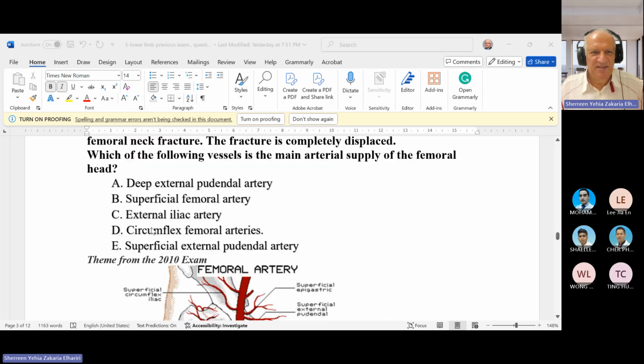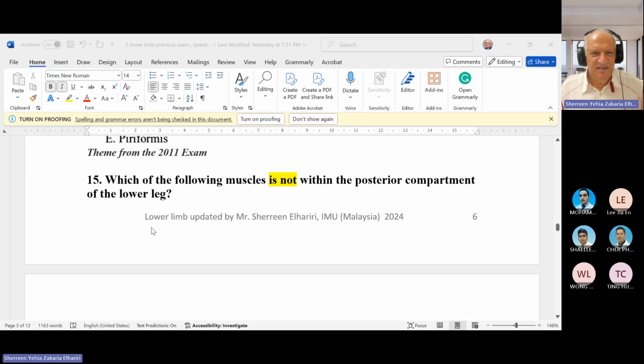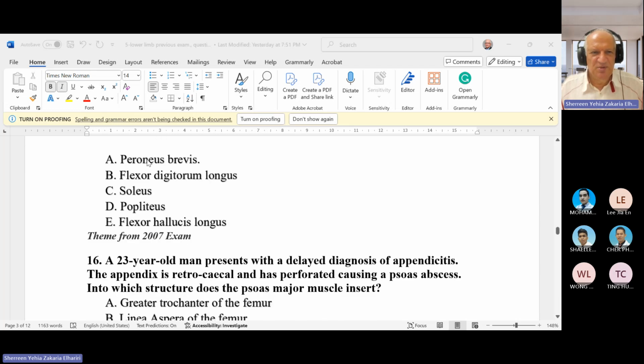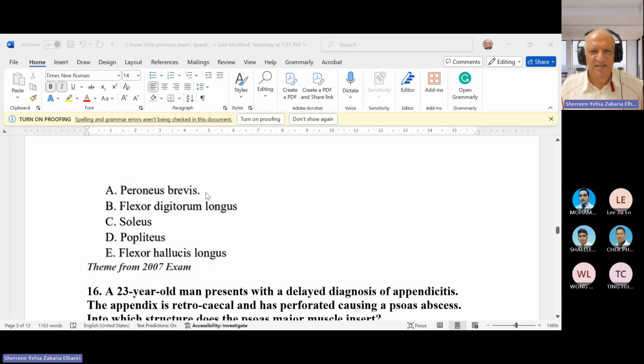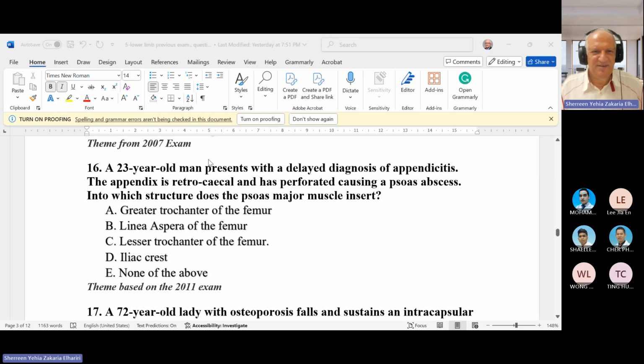Back to the question. Which one is not within the posterior compartment? The answer is peroneus brevis, simply because peroneus longus and brevis are in the lateral compartment, but soleus, flexor digitorum longus, popliteus and flexor hallucis longus are in the posterior compartment, either superficial or deep. So by exclusion, you can take it. All right, next one.